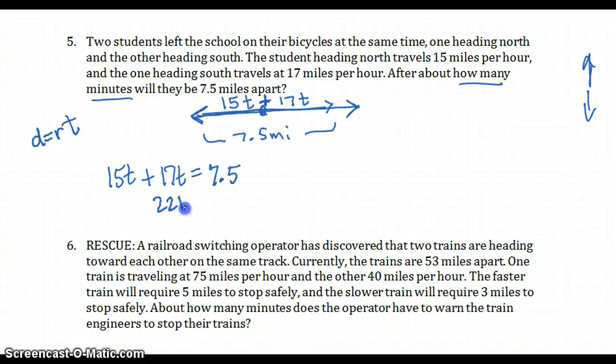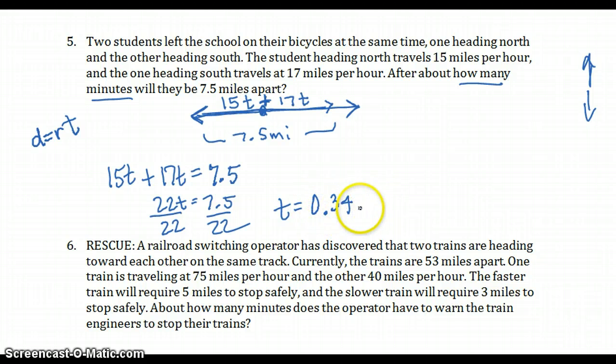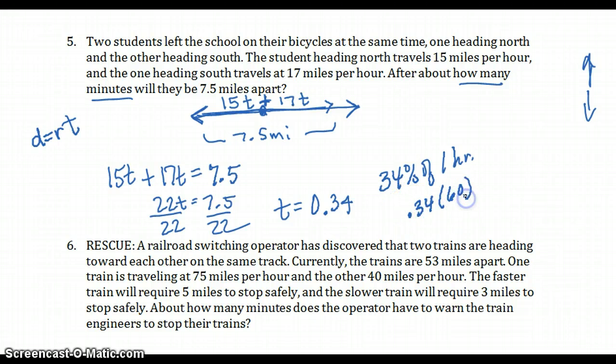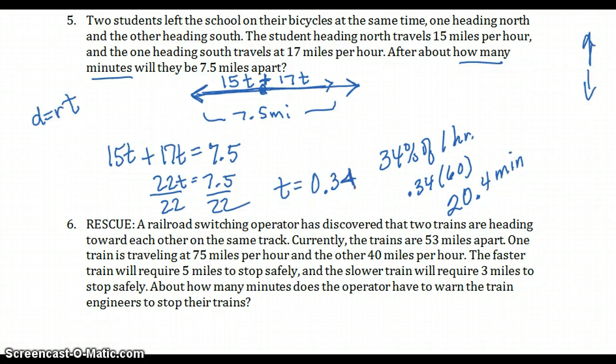So 22t equals 7.5, divide by 22, and our time here is 0.34. So that's the same thing as saying 34% of an hour. What is 34% of 1 hour? That's going to be 0.34 times 60. So we were talking about 20.4 minutes. We have to convert here because they gave it to us in miles per hour. So we have 0.34 of an hour.